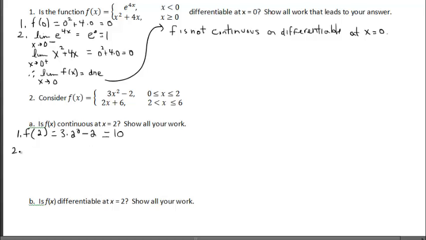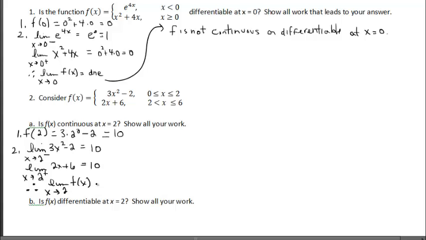All right, part 2 of the continuity test says consider if the limit exists. So as I approach 2 from the left, I'm on the top piece. Plug in 2. Well, I'm going to get 10. Evaluate the right-hand limit. Plug in 2. That's also going to result in 10. All right, so from this I can say, therefore, the limit as x approaches 2 of the function equals 10.